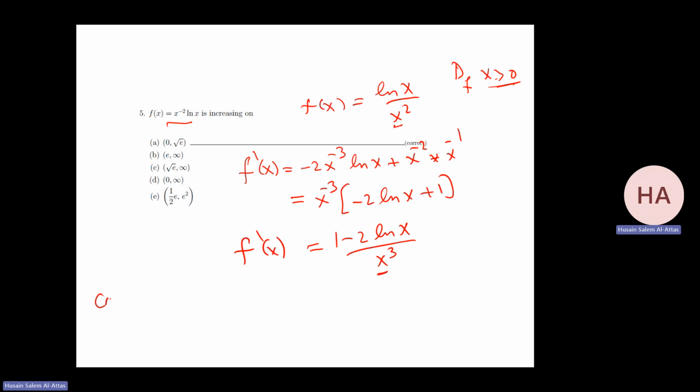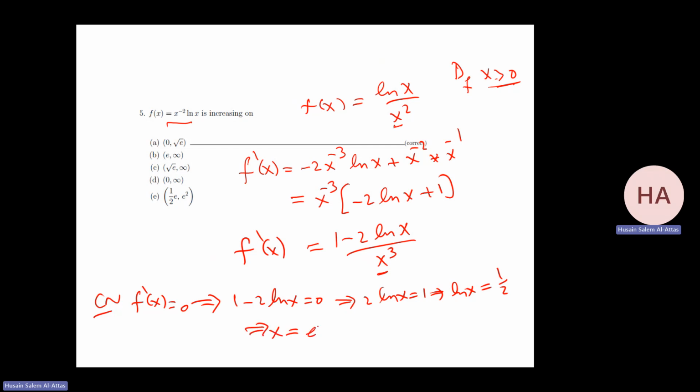Okay. So I need the critical numbers. F prime equals 0. I'm getting what? 1 minus 2 ln x equals 0. So I have 2 ln x equal 1. So I have ln x equal half. Take e. I have x equal e to the power half, which is square root of e. That will be my value. So I'll make the number line starting from 0. This is the border, okay? And this is square root of e.